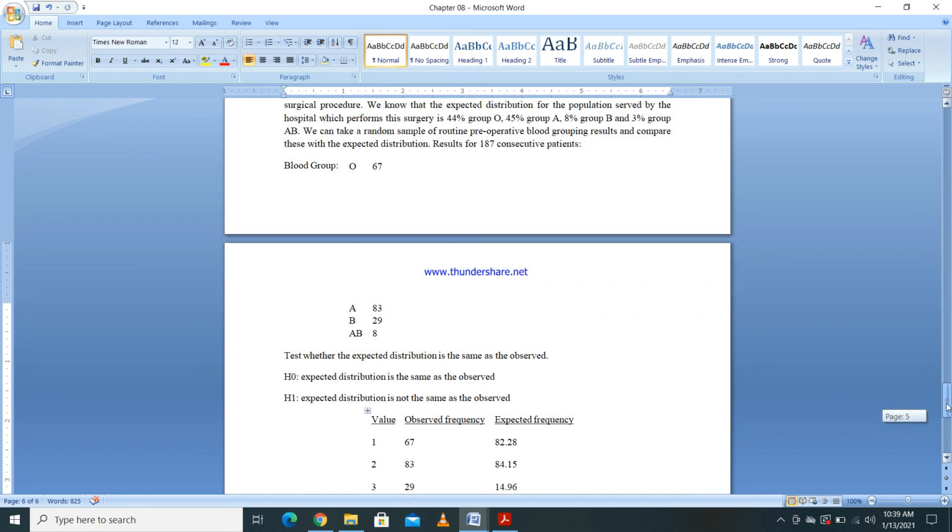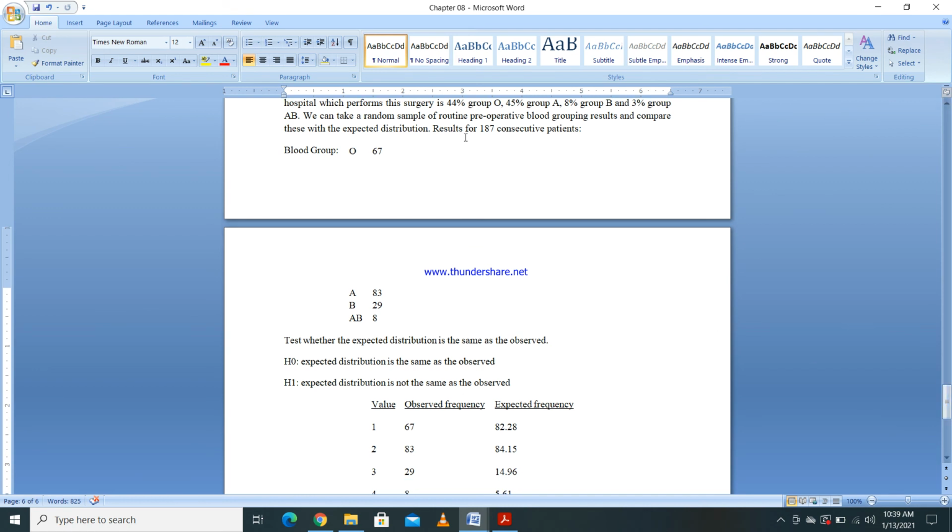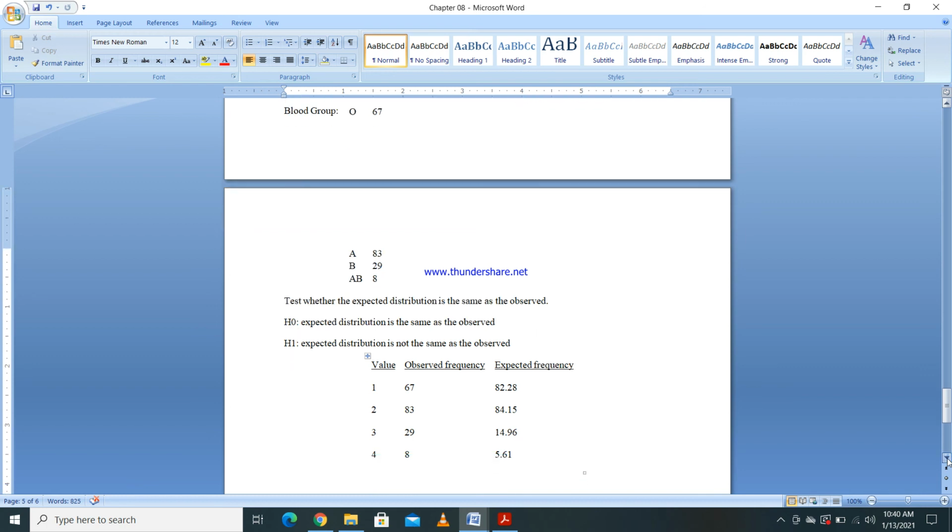So you can see, this is the counts, right? Among 187 people, you have 67 patients with blood group O. So these are not the percentages, but the expected frequencies have been given using percentages. So when you are calculating the expected frequencies, you have to calculate them using these percentages. For blood group O, the percentage is 44. So you have to take 187 into 44%. That's how you get this 82.28 value, because you have to use the same scale, right?